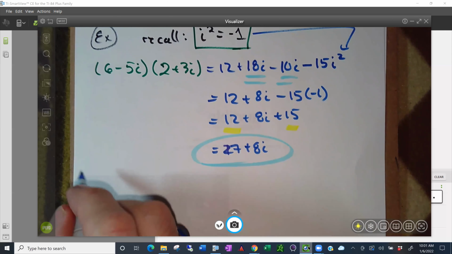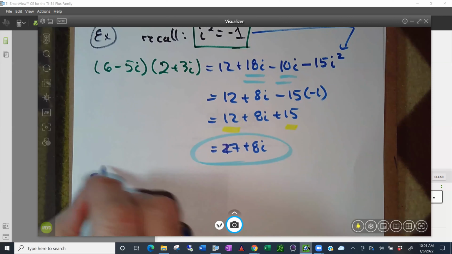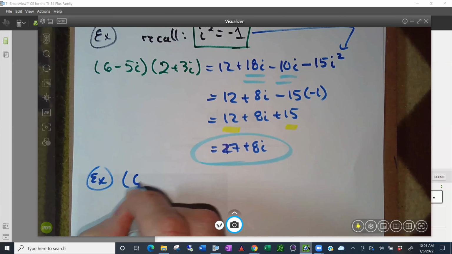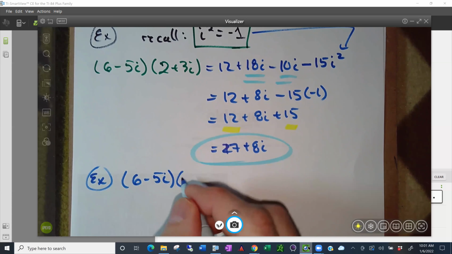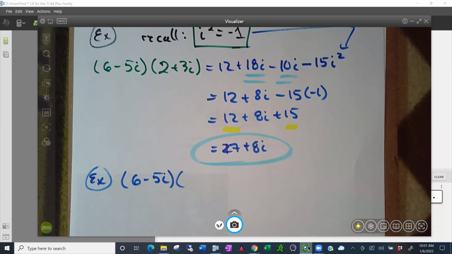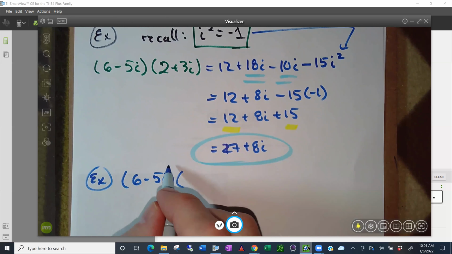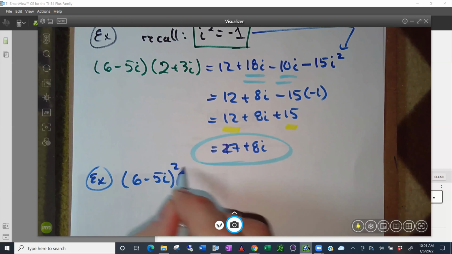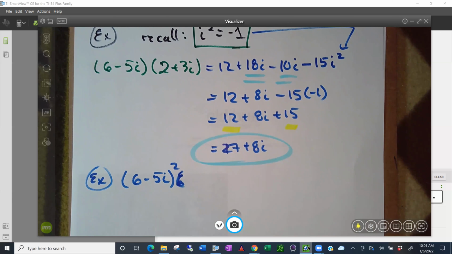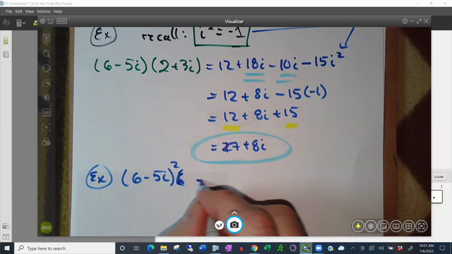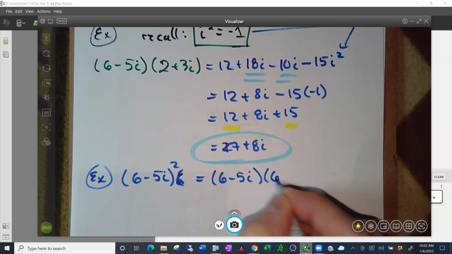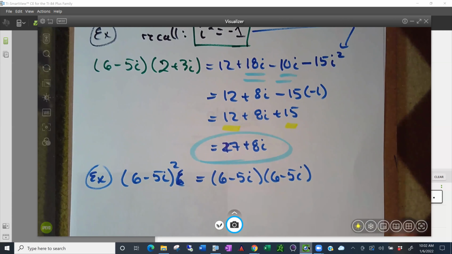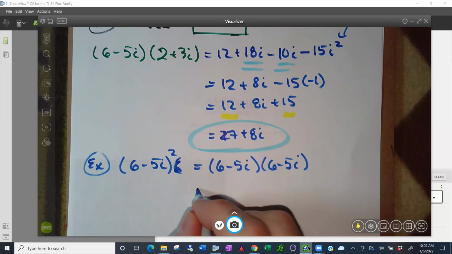Certainly one that you would expect to see on an exam would be something like this. 6 minus 5i, let's just do that squared. So 6 minus 5i squared. The way I would suggest you work on this is start out by writing it as 6 minus 5i times 6 minus 5i. And then FOIL it out from there.